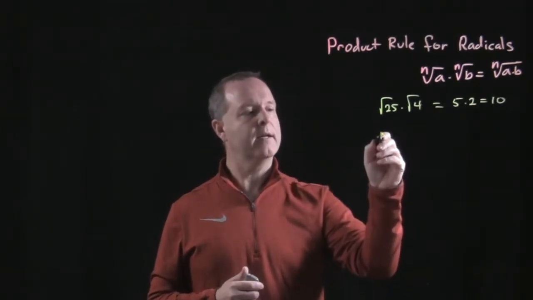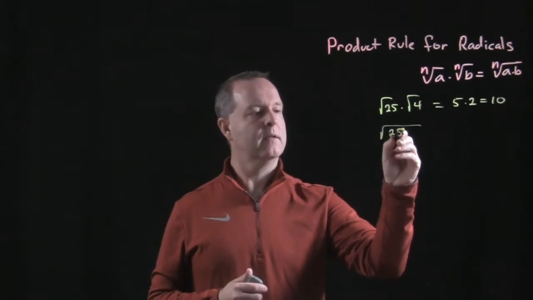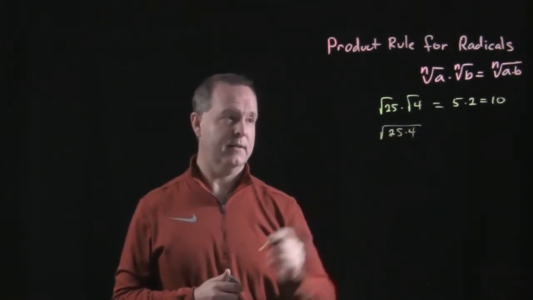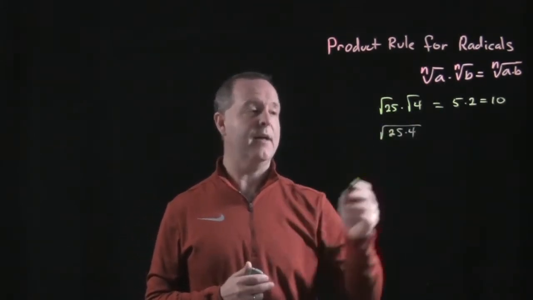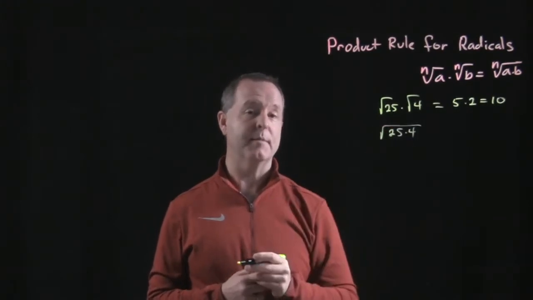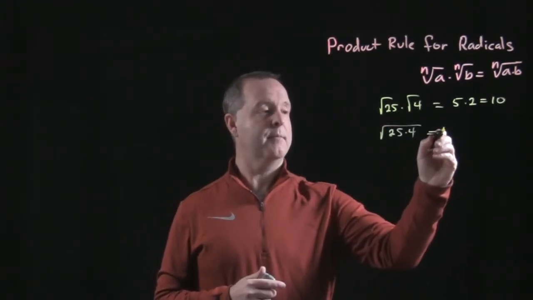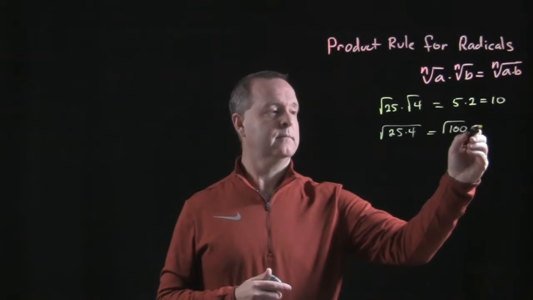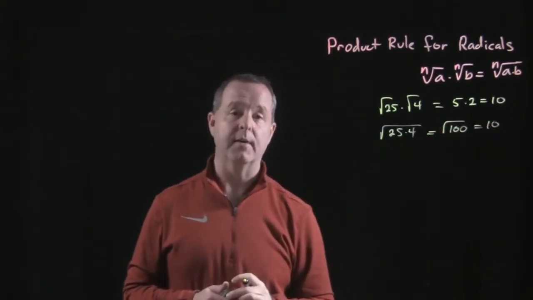Well, what if I multiplied the insides together and rewrote it as the square root of 25 times 4? That becomes the square root of 100, and that reduces down to 10.